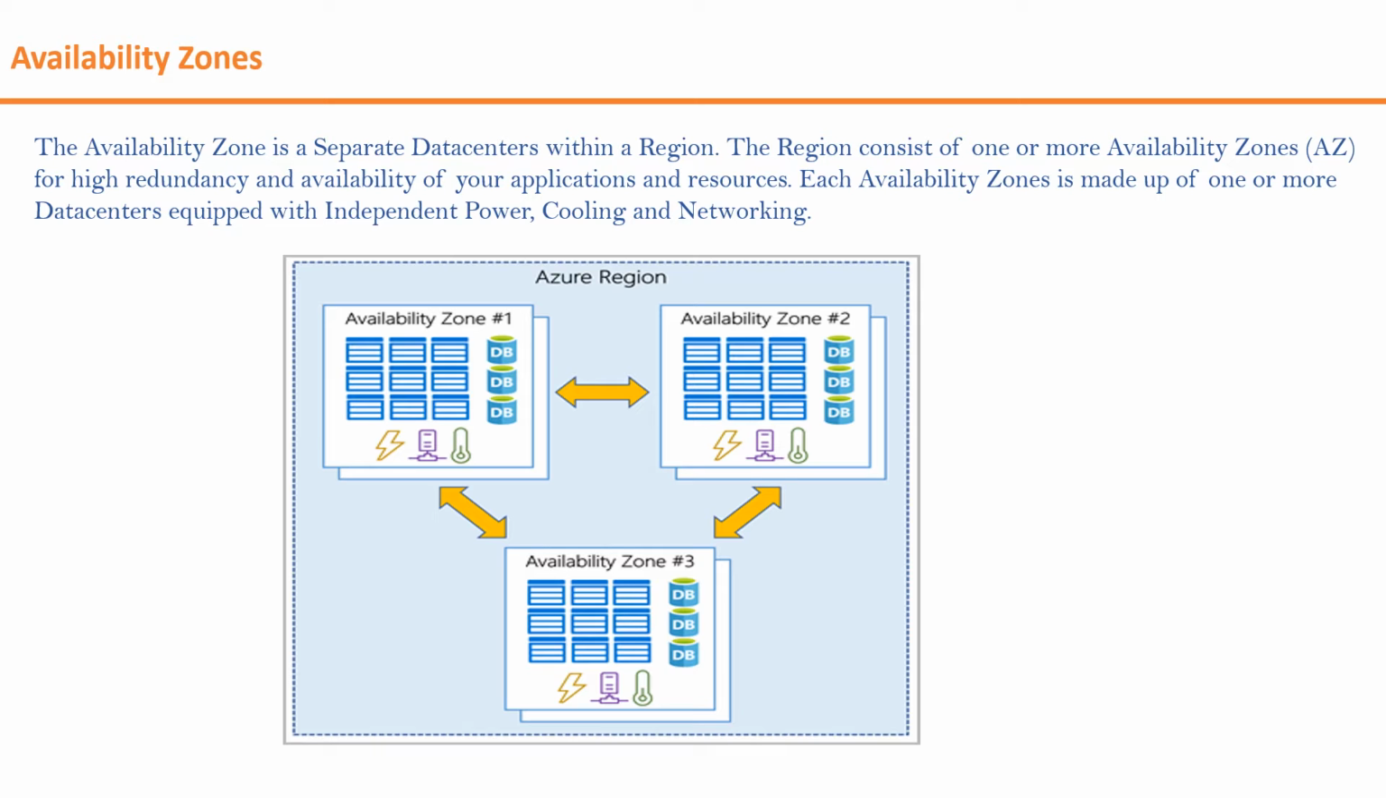Availability zones can also be defined as separate data centers located within a region. The region consists of one or more data centers for high availability and redundancy of your applications and resources. Each data center has independent power, cooling, and networking. Each data center within a region is separated by a high-speed, low latency network. If one of the availability zones goes down for some reason, you have other availability zones to run your applications and resources.